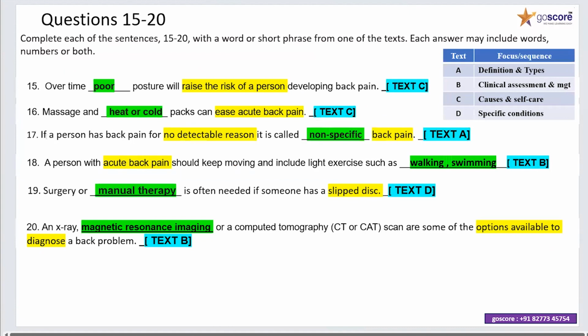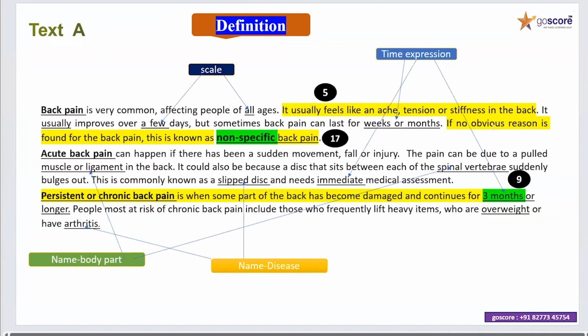Now we can move to the 17th one. If a person has back pain for no detectable reason, it is called dash back pain. So this is the type of back pain they are mentioning. If there is no detectable reason, then which back pain is it? Definitely it is from the types, right? So you can move to text A. Here you can see, no obvious reason, that means no detectable reason. They have used the synonym there. No obvious reason is found for the back pain. This is known as non-specific back pain. So you only need to write non-specific.